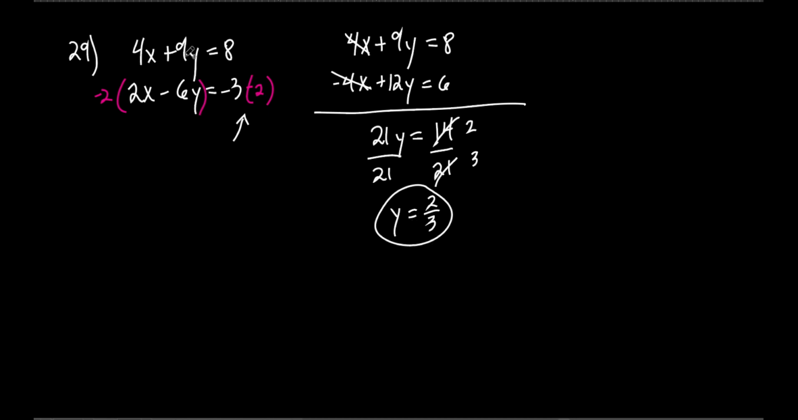You could put it in the bottom one or the top one. It doesn't make any difference. Which one do you want to put it into? Let's put it in the top since it's got all positives right there. All right, it does not matter, though. So it's 4x plus 9 times what?